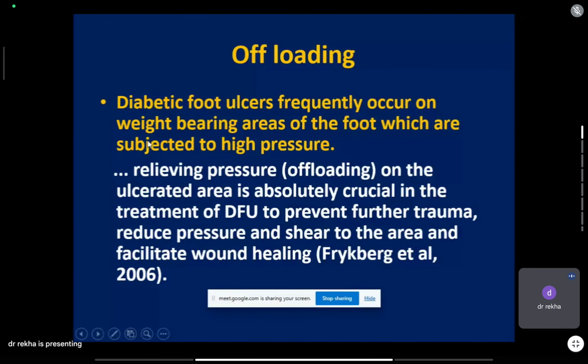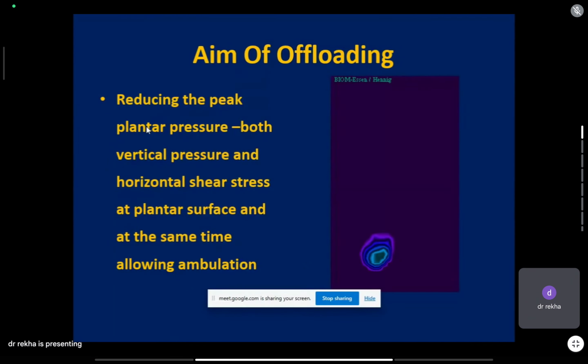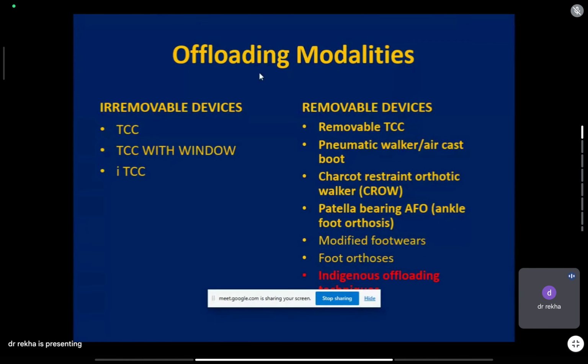So regarding offloading, diabetic foot ulcers frequently occur on weight-bearing areas or high pressure areas of the foot, which are subjected to high pressure. And to remove this high pressure, we need offloading. And why do we give offloading? To reduce and redistribute the plantar pressure. So there are various types of offloading. One is irremovable, which we cannot remove, and there are various types of removable devices.